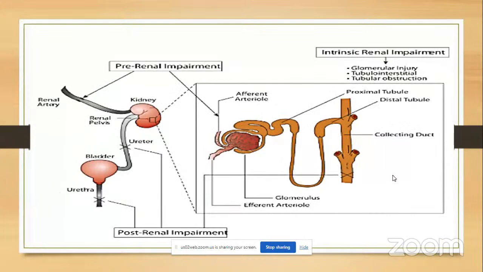Then there is a diagram which summarizes pre-renal, post-renal, and intrinsic renal impairment.